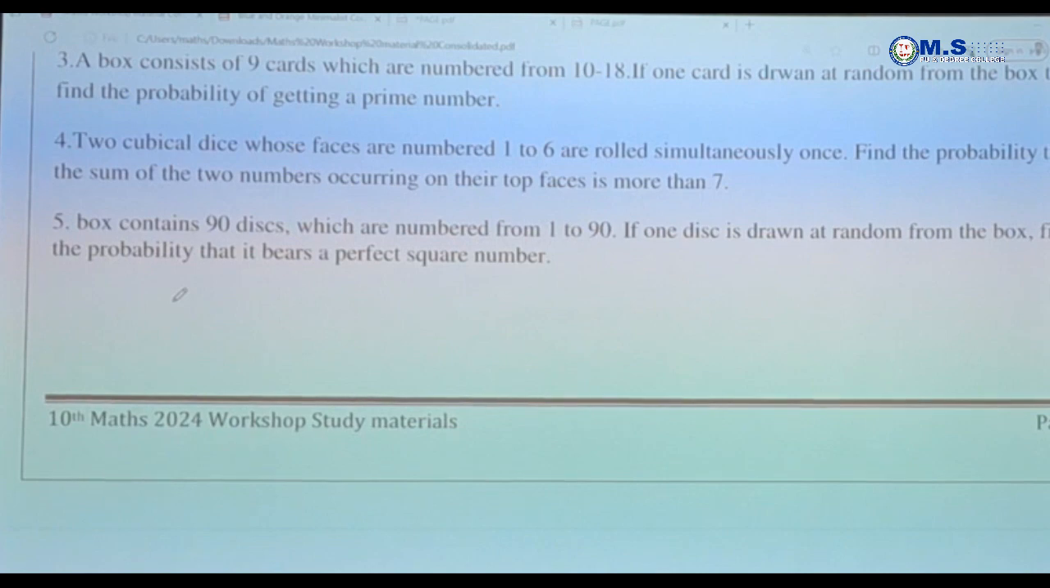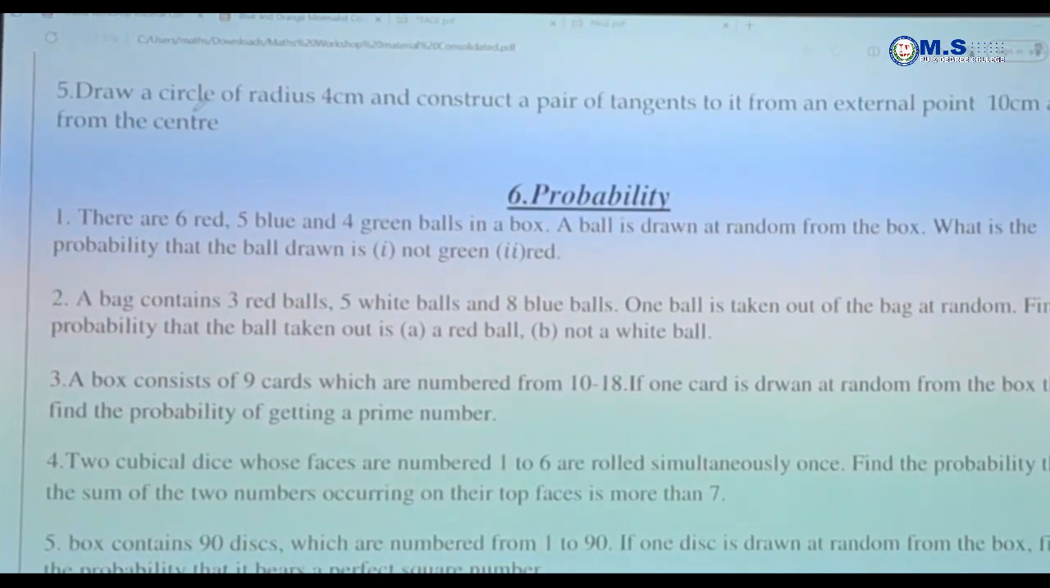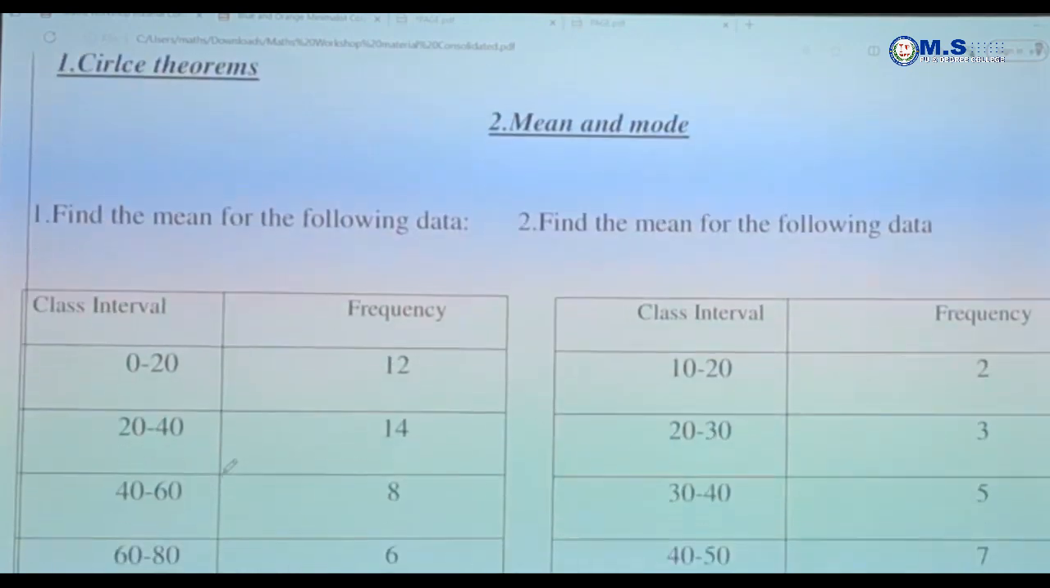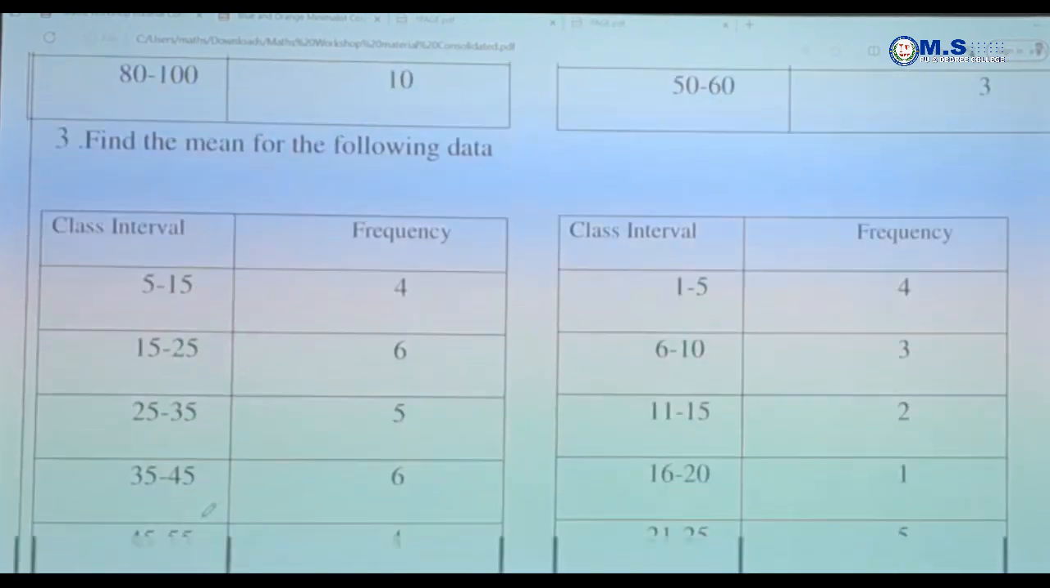So if you are referring to this, it is more than enough. You don't need to refer to previous year papers at all. We have picked up those questions from previous year papers itself. Okay, so not everything is from previous year paper, but most of the ideas. Next, probability. See, triangles, 2 markers. Triangles, then 3 marks.